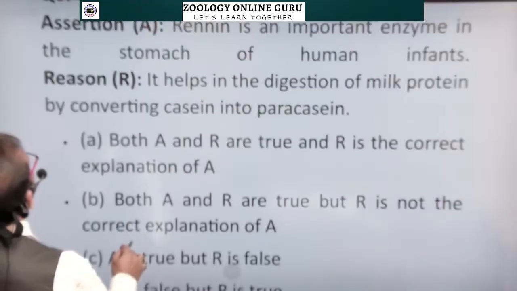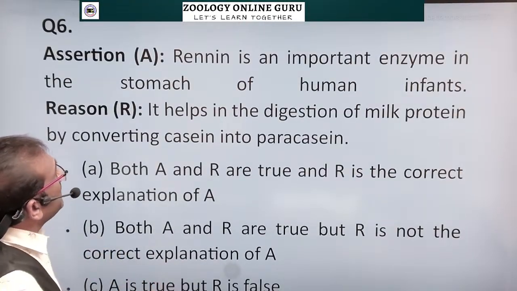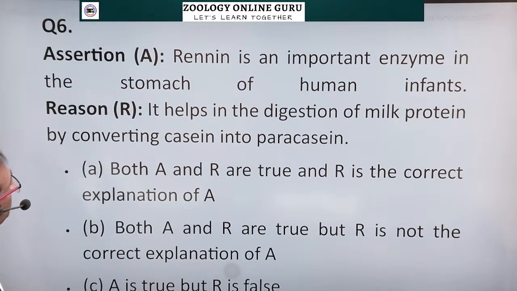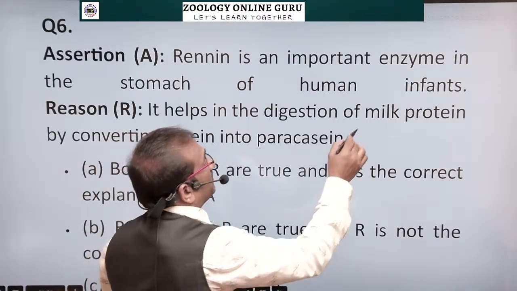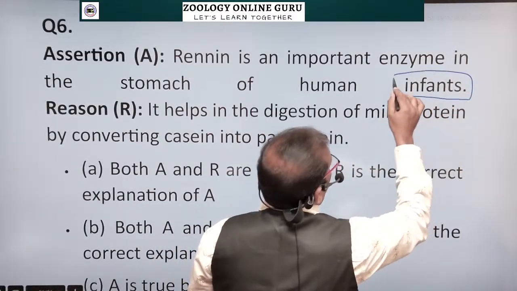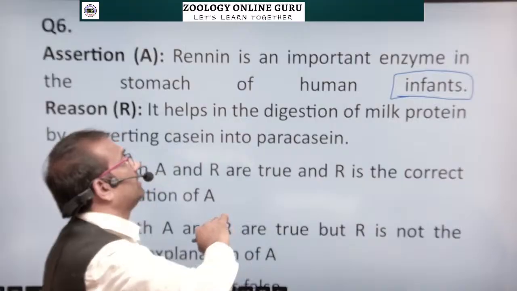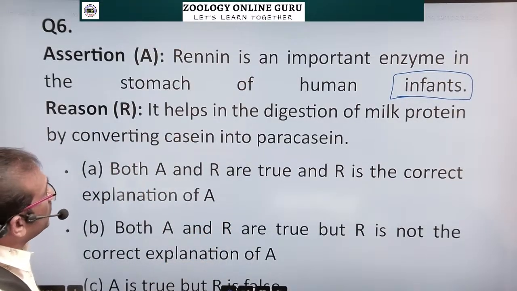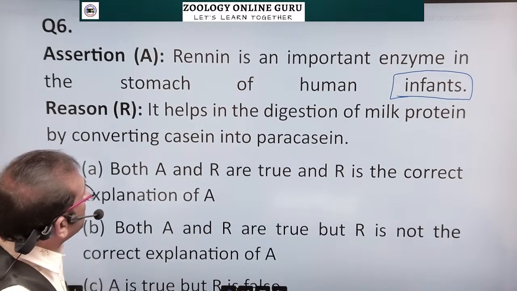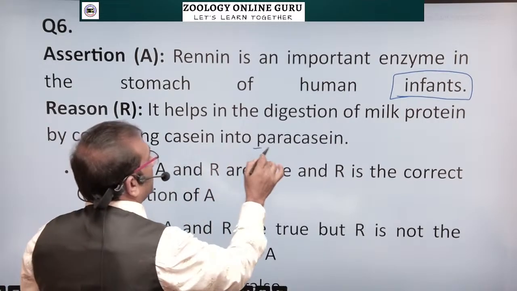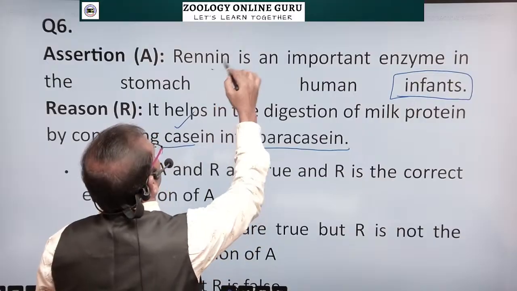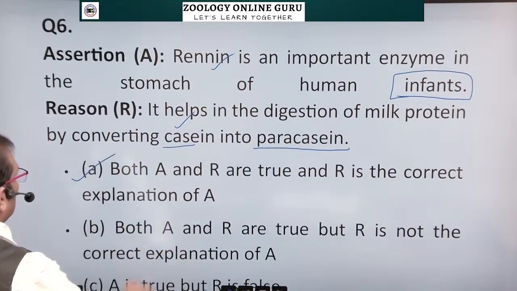Question number 6. Renin is an important enzyme in the stomach of human infants. Yes, infants only, because they are fed with milk. So milk digestion, casein digestion by renin, is most important for infants, because it helps in the digestion of milk protein by converting casein into paracaseinate. Yes, both are correct. Option A is the correct answer.